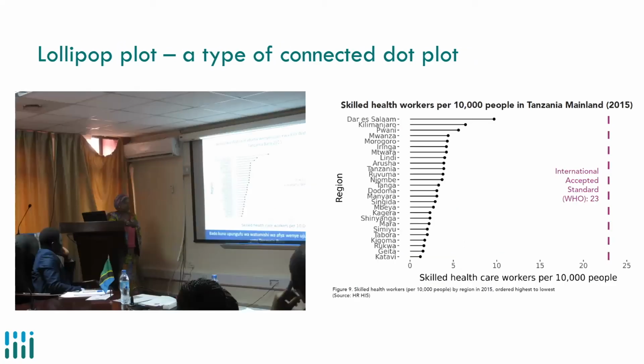A lollipop plot is another type of connected dot plot, and is an alternative to a bar graph. You can imagine that this data could also be visualized as a bar graph very easily. The picture on the left is the politician Jaffo in Tanzania seeing this exact graph on the right, a graph of skilled health workers per 10,000 people. This was one particular graph that he focused on during the dissemination event for NEP that struck with him.